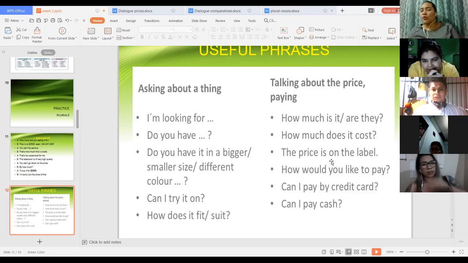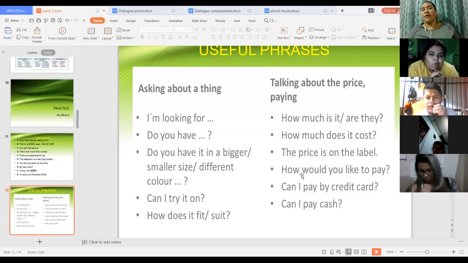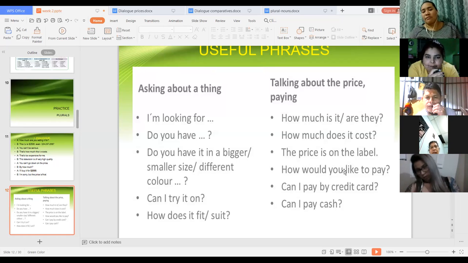How would you like to pay? ¿Cómo le gustaría pagar? Exactamente. ¿O cómo quiere pagar? ¿Verdad? ¿Cómo quiere pagar? Remember this expression, would, because we are going to study it later on in, most likely the last week. Vamos a estudiar esta expresión casi en la última semana. Would. La expresión would, modal, entonces recuérdenla.